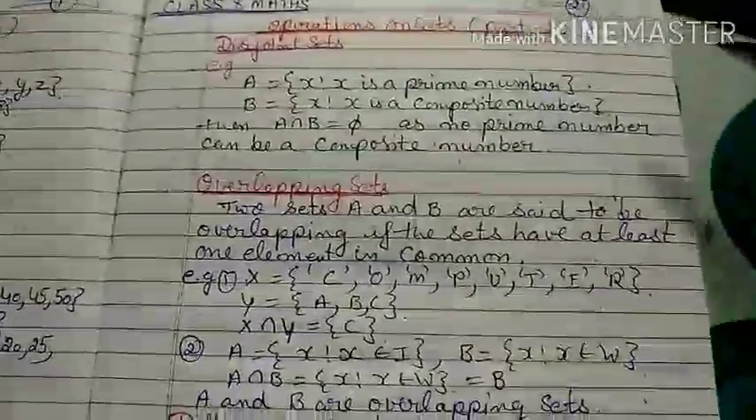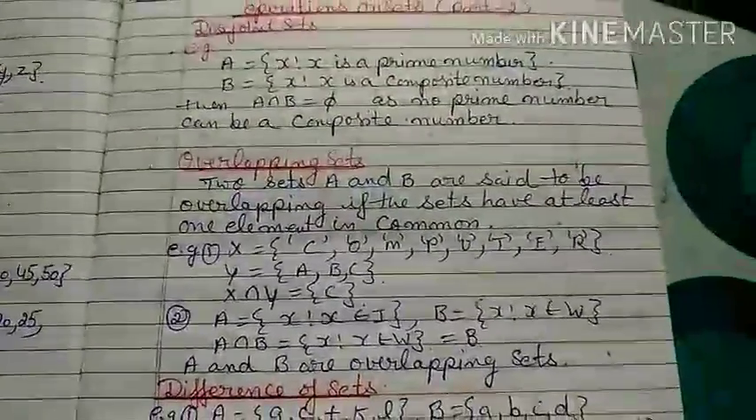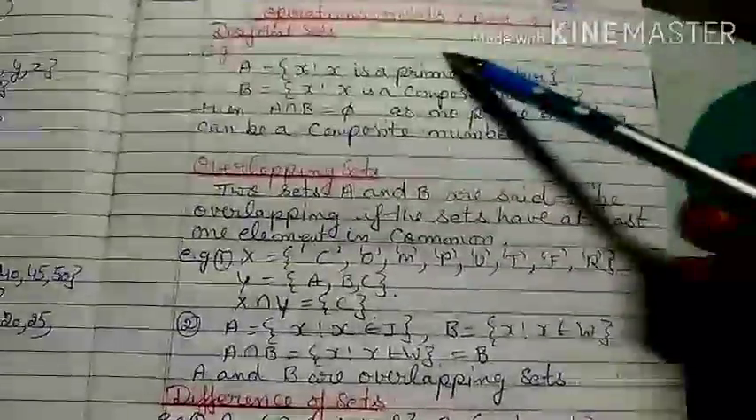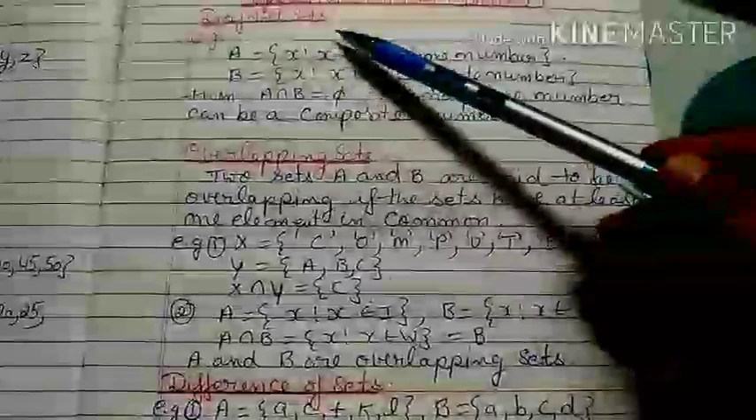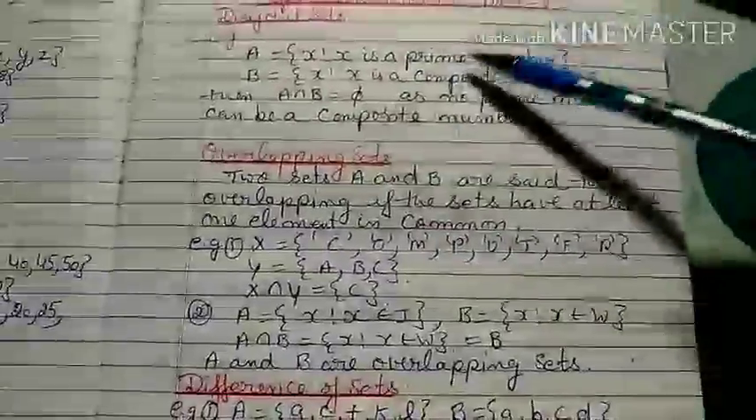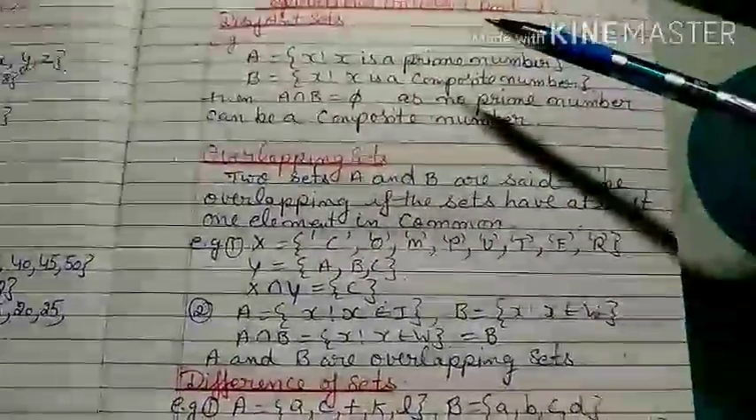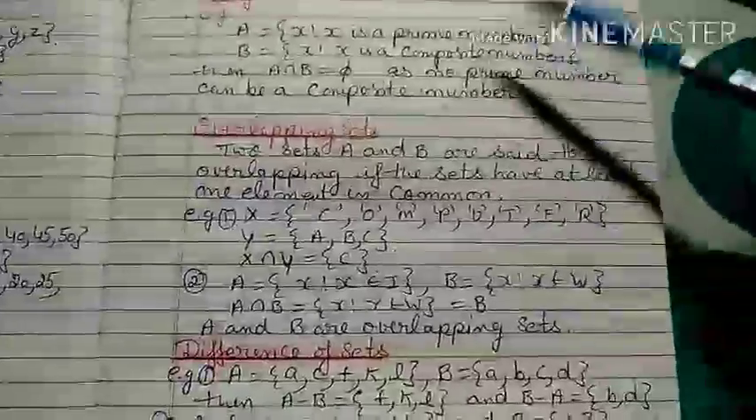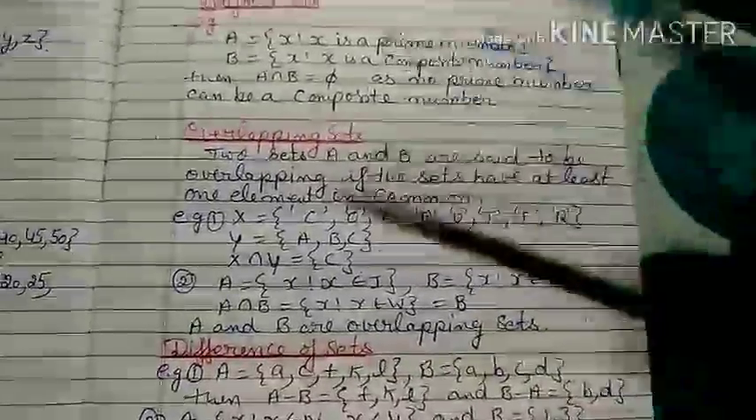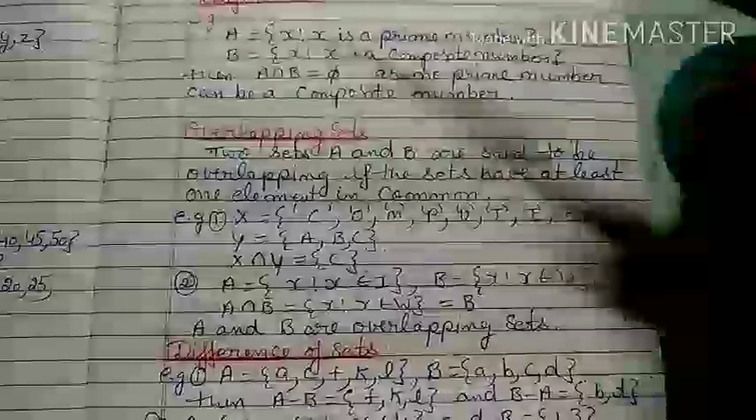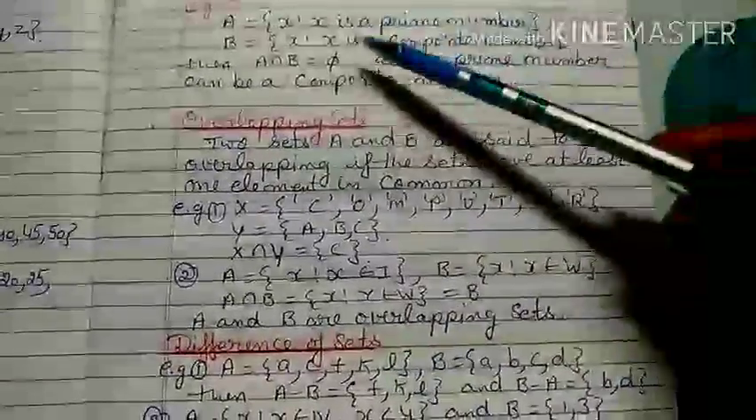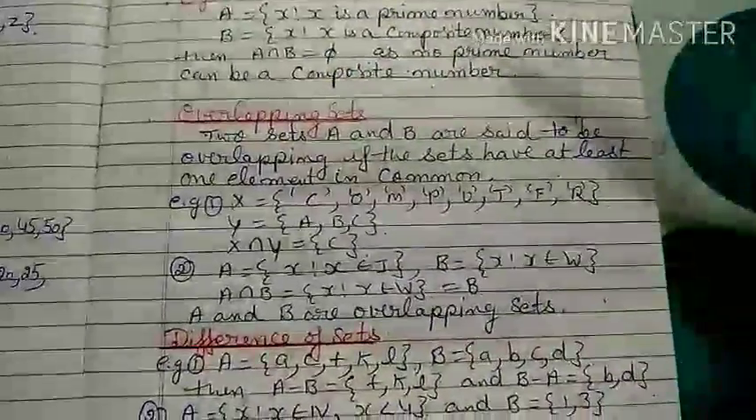Next is disjoint sets. Here is another example. Suppose x is a prime number in set B, and x is a composite number in set A. There is no common element between prime numbers and composite numbers, because a prime number can never be a composite number and a composite number can never be a prime number. So what is the answer of the intersection? There is no common element as no prime number can be a composite number. So we consider it as phi.